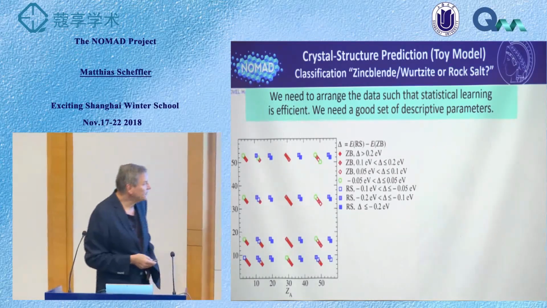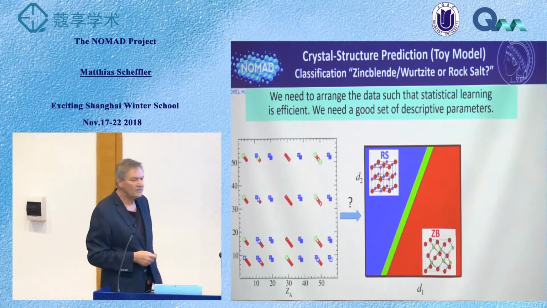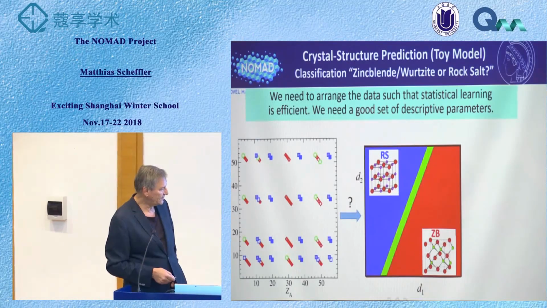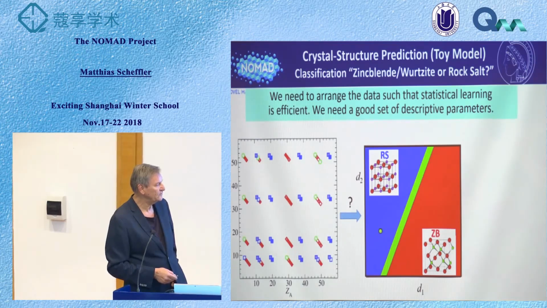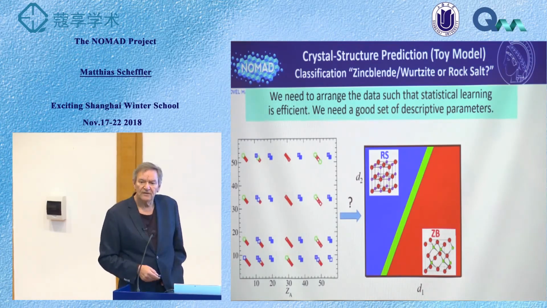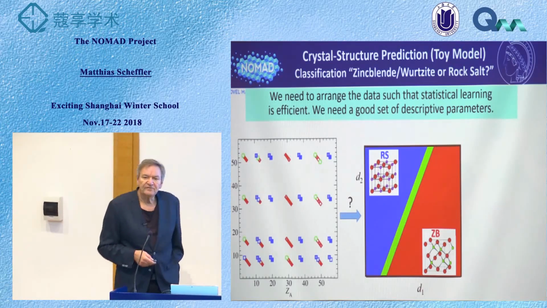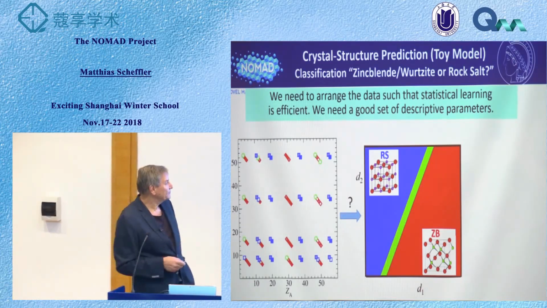So what you really want, when we talk about a map, is something which looks like this. We want a descriptor, apparently ZA and ZB are not doing this, which tells us if you have D1 and D2 in this area, then it's zinc blende. If you have D1 and D2 in this area, then it's rock salt. How can I find these coefficients?